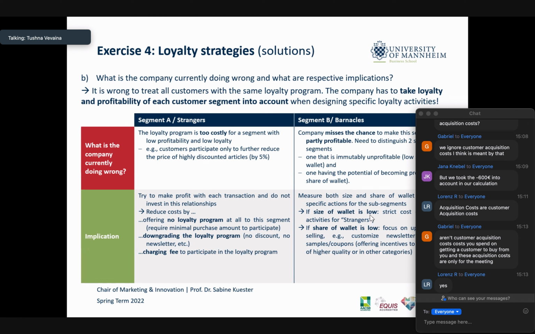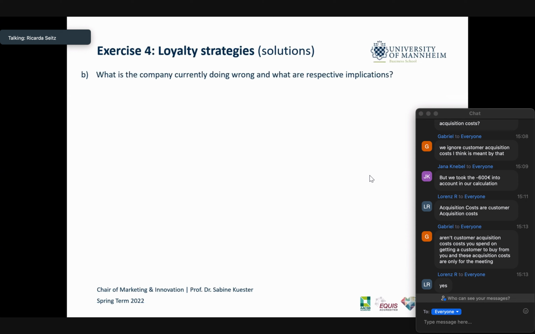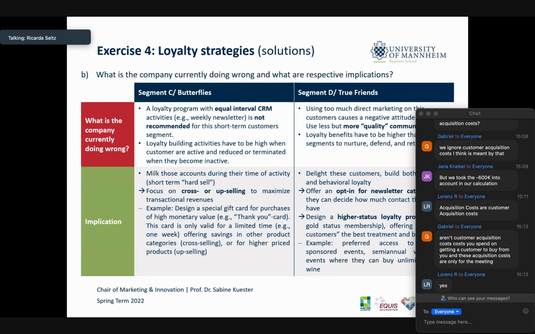Okay, then if there are no more questions and no one has another question. Did I hear someone? Yeah, sorry to just jump in here, but I actually had a question about the butterflies. Shouldn't the company maybe choose to invest to retain them at some point and then bind them to the company, or does it not make sense?